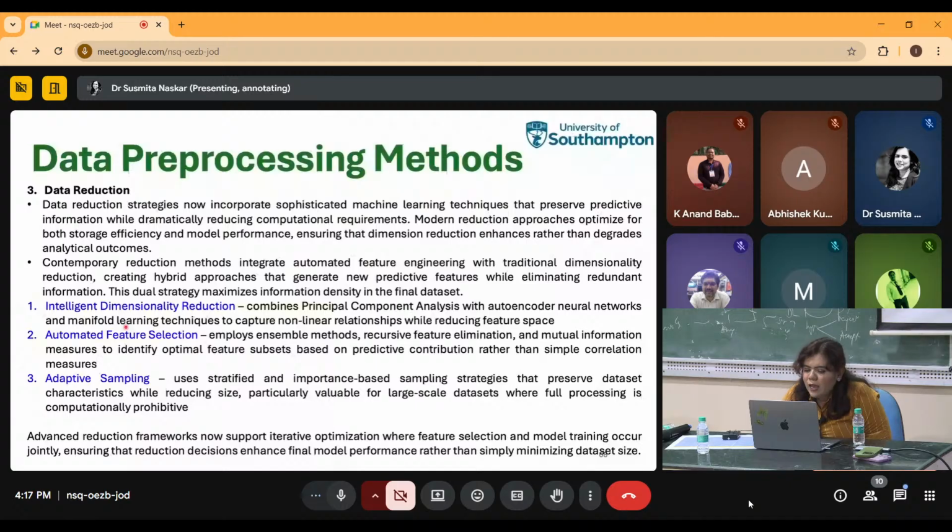And then there is another one, which is automated feature selection and adaptive sampling. So what is adaptive sampling? This approach strategically samples the data. They use stratified or importance-based sampling, and this is also one kind of sampling method we do use. So we keep the most representative data points while reducing the data size.